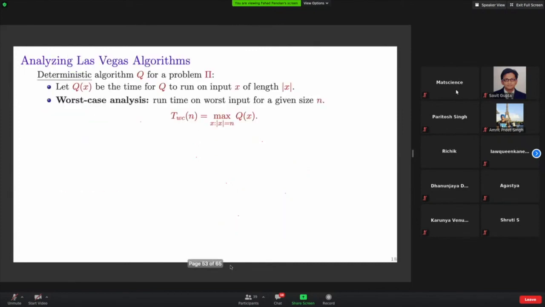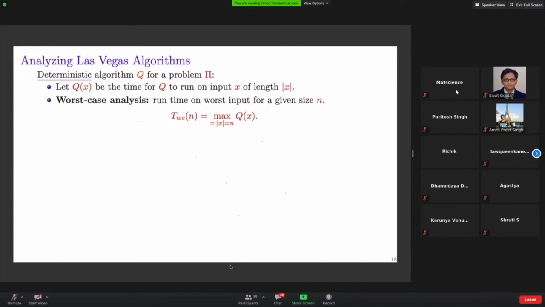Okay. Now comes to how do we analyze this Las Vegas algorithm? So you have seen how we analyze it, right? We analyze the expected running time. Okay. Now how is it different from the deterministic algorithm analysis? Now suppose I have a deterministic algorithm Q for a problem pi. Let Q of x be the time for Q to run on an input x of length |x|.